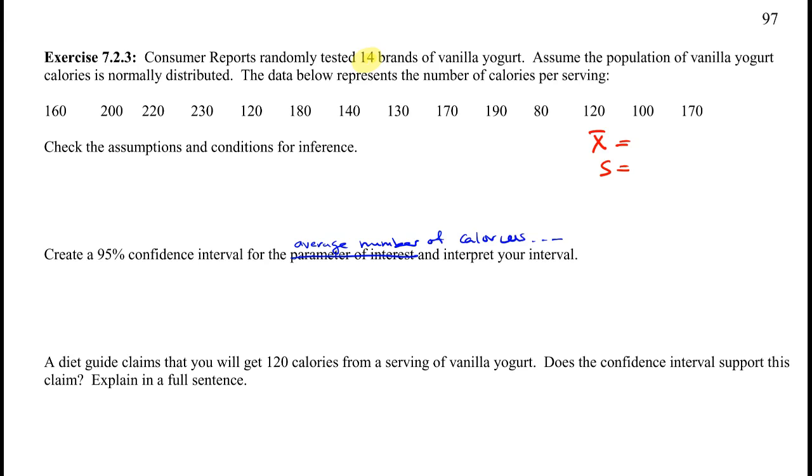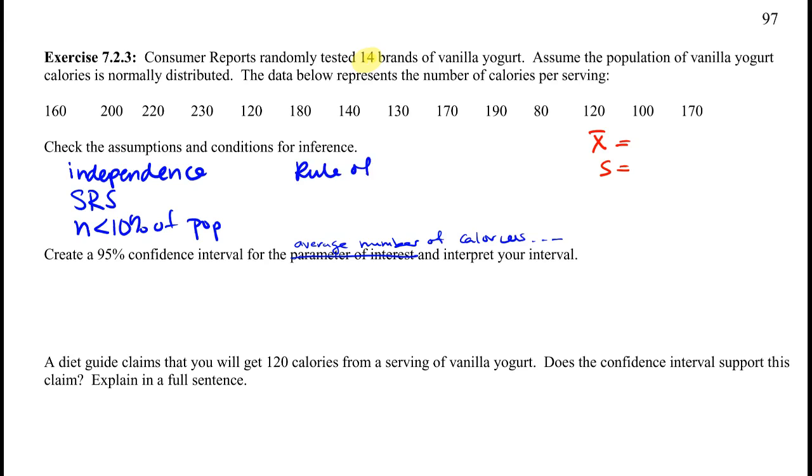So the first thing this question asks us to do is check the assumptions and conditions for inference. So those are the things from the previous page. We need our independence, same as we have since part 6, between our different observations in our sample. We need our sample to have been done using a simple random sample. We need n to be less than 10% of our population. And we need our rule of thumb.